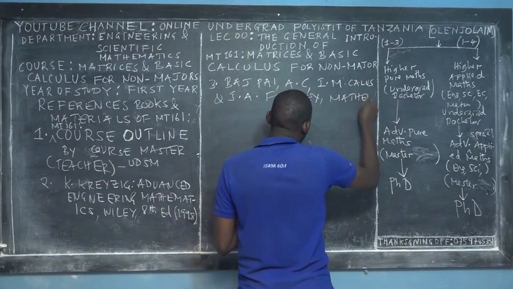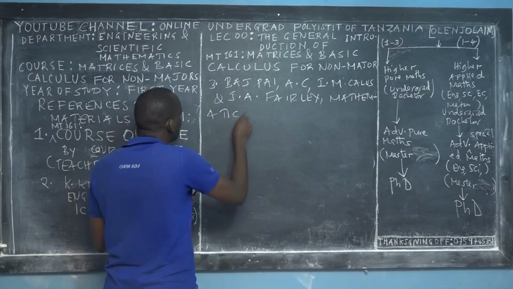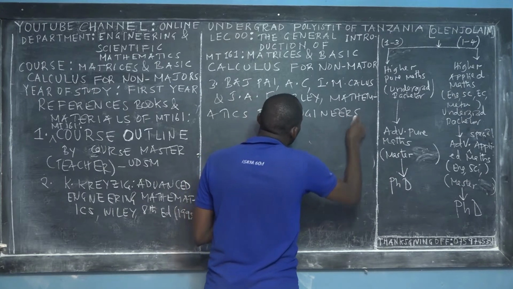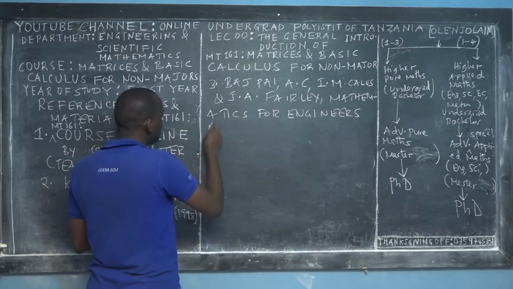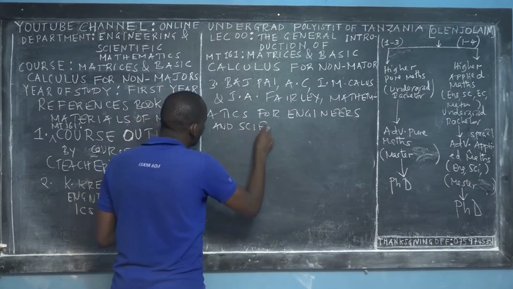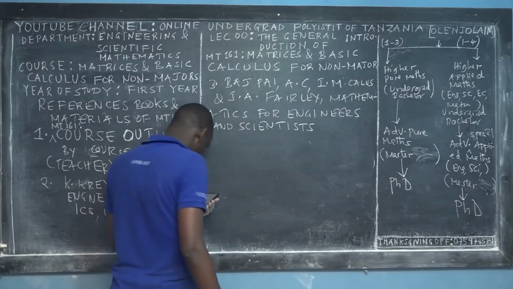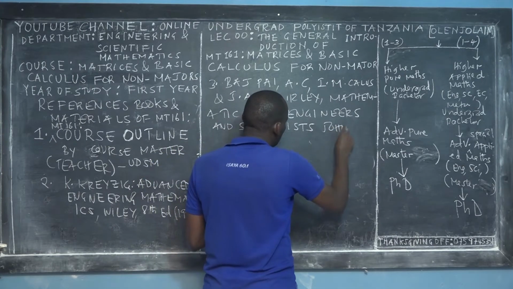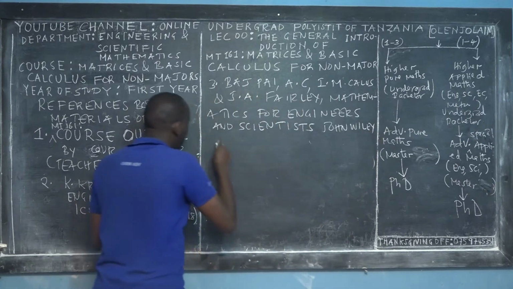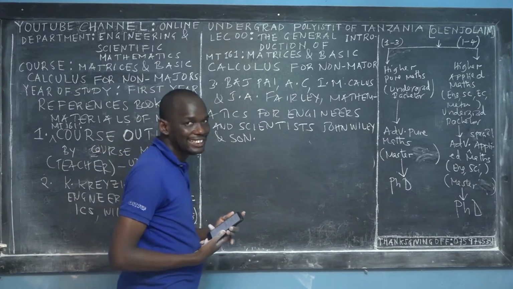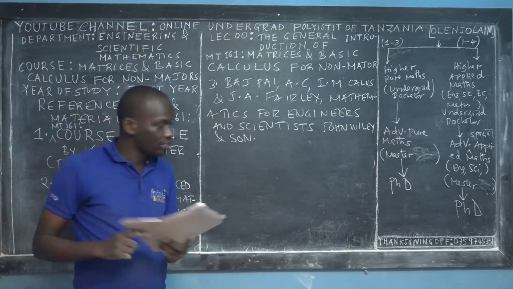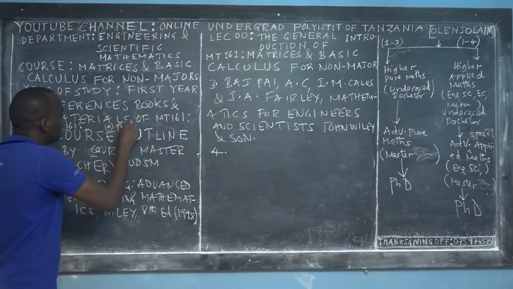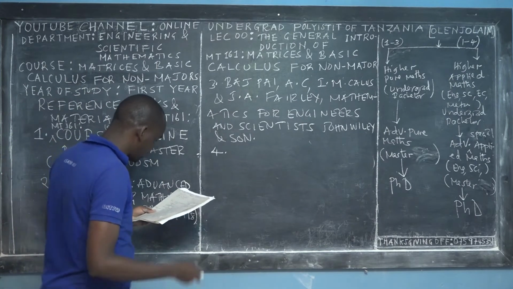Very interesting book. Mathematics for Engineers and Scientists. John Wiley and Sons are the publishers. So that's the third reference book. The first reference books, we call them textbooks, right? Textbook. So textbooks and materials.